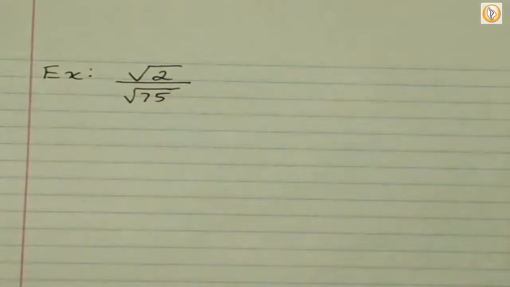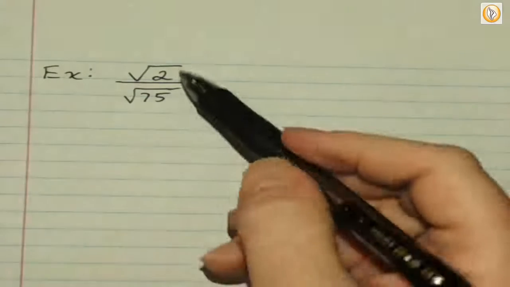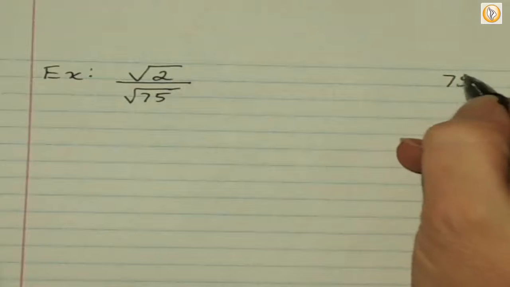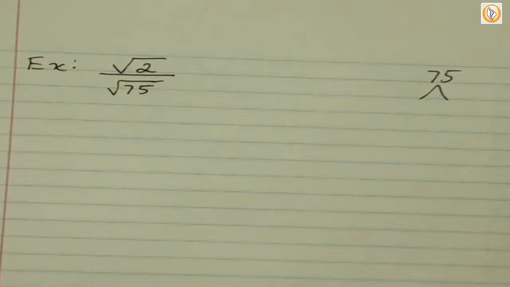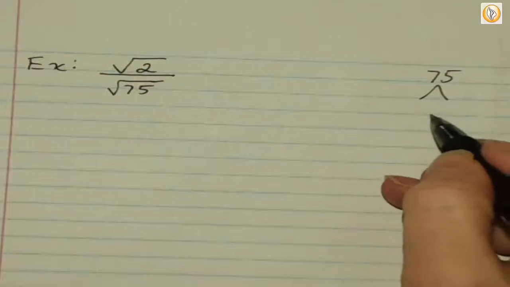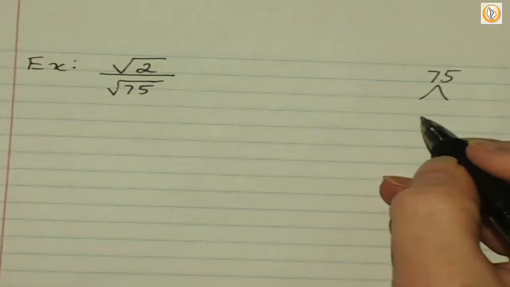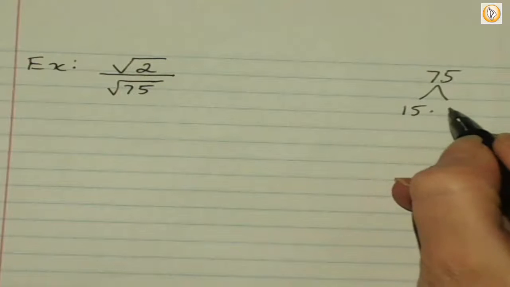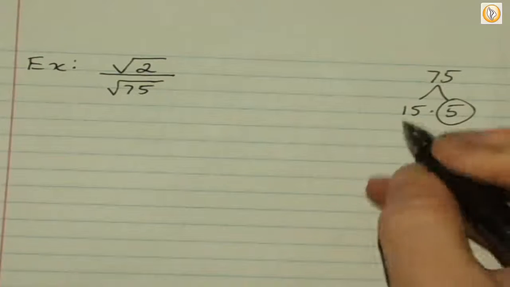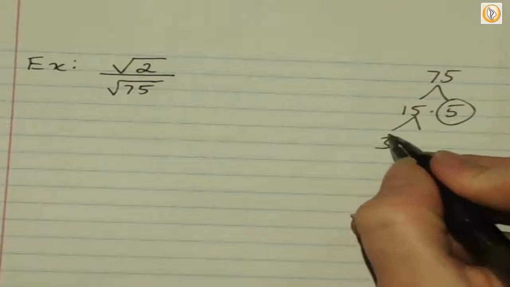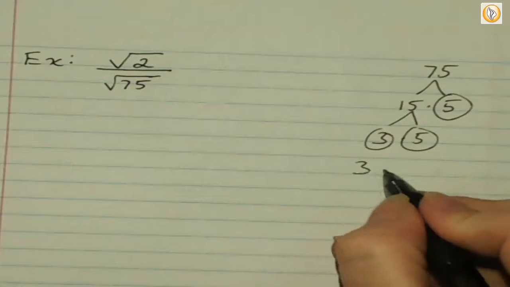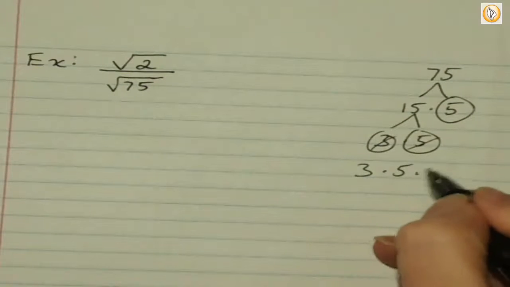Now, can 2 be divided evenly by 75? Is there anything that can go into 2 and 75? Can 75 be simplified though? Yes, it can. We're going to do a factor tree of 75. What two numbers give us 75? Gabby? 15 and what? 15 times 5. And then we have 3 and 5. So I have 3 times 5 times 5.